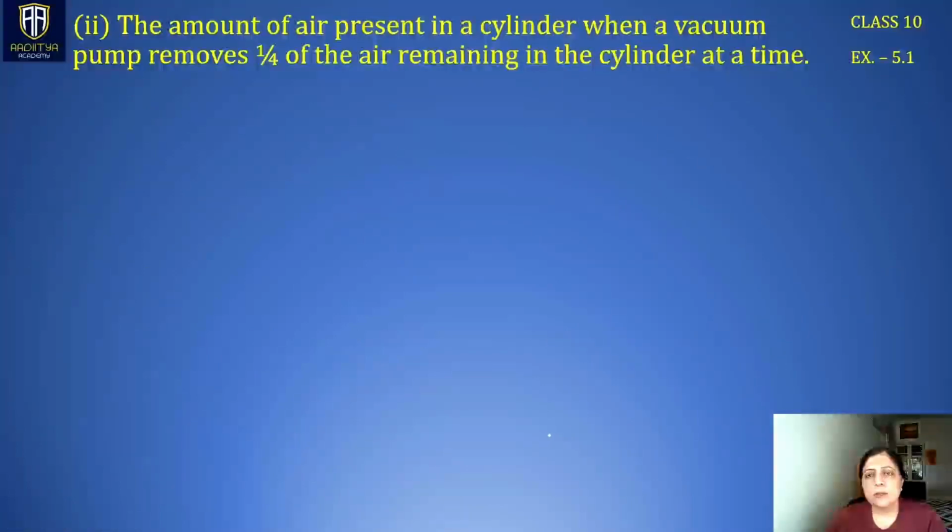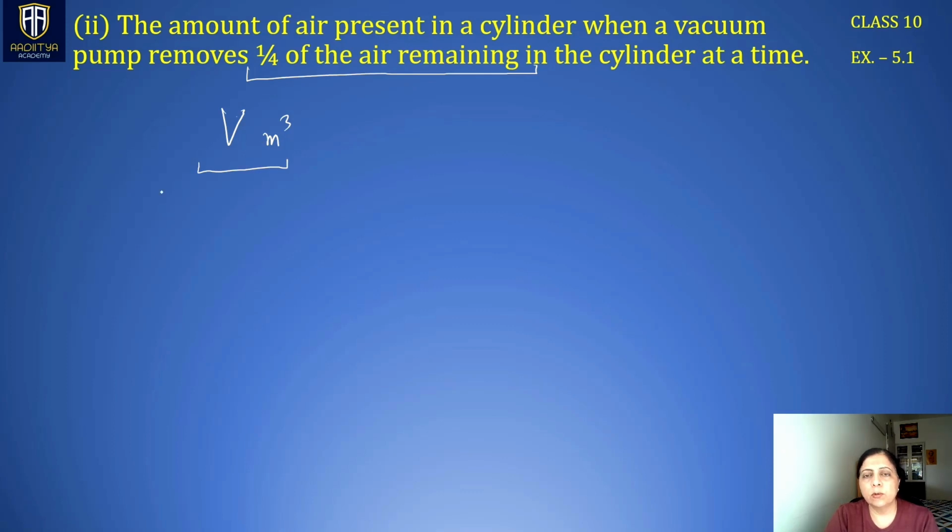Now the next question is, the amount of air present in a cylinder when a vacuum pump removes 1/4 of the air remaining in the cylinder at a time. So even before trying to make an AP of this question, you can very well say that it removes 1/4 of the air remaining in the cylinder. That means, let us assume that we have volume V meter cube in the beginning. Now, in the first attempt, the vacuum pump removes 1/4 of the air remaining in the cylinder.